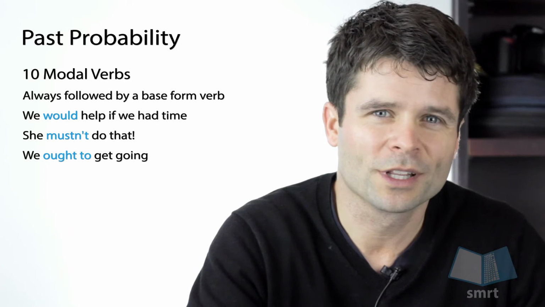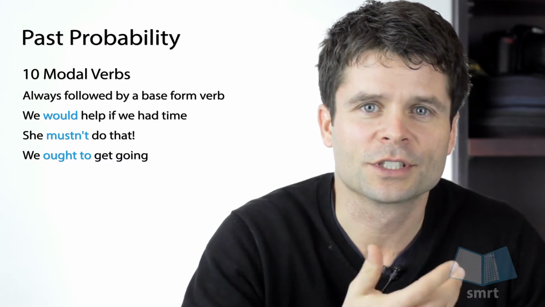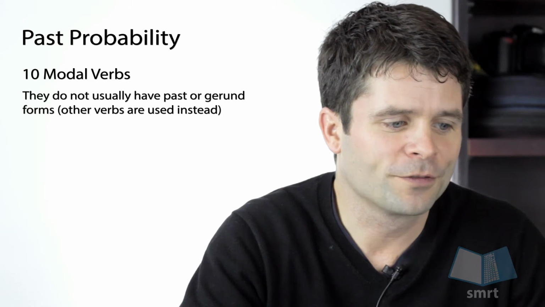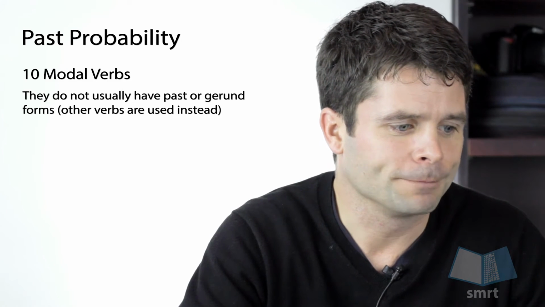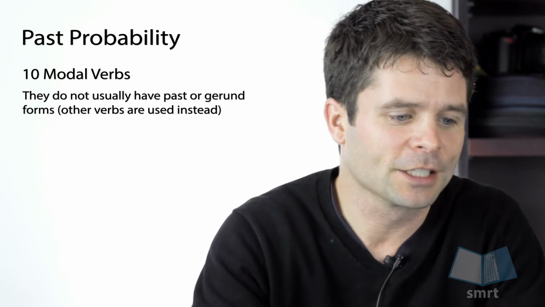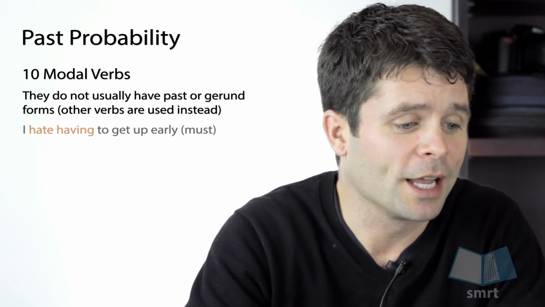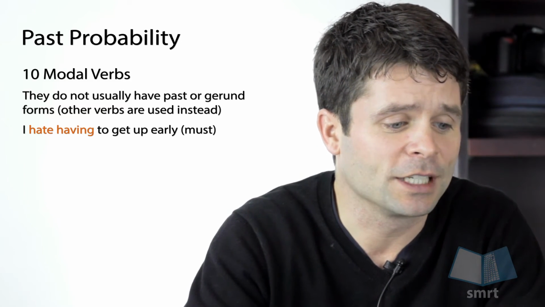Ought to is one of the special ones where ought to comes together, ought to plus the base verb. They're always followed by a base form verb, like we said. They do not usually have past or gerund forms. Other verbs are used instead. So I hate having to get up early, with must. I was able to play the piano better when I was a child, with can.